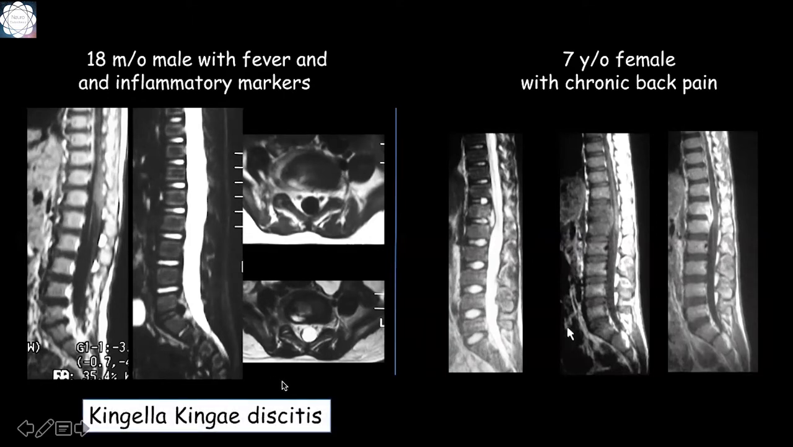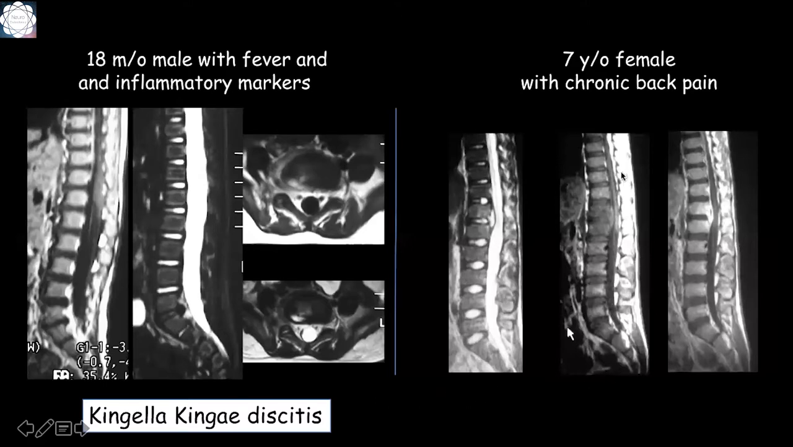These tend to be Kingella kingae discitis. You know that Kingella kingae is a coccobacillus that is difficult to grow. So sometimes we don't find this etiology, but it is a relatively frequent cause of infections in young children.